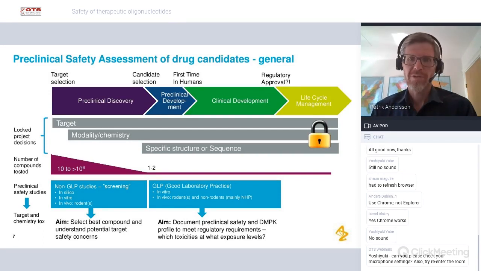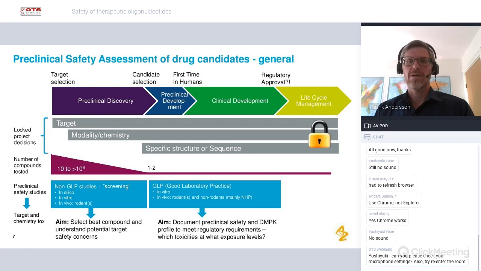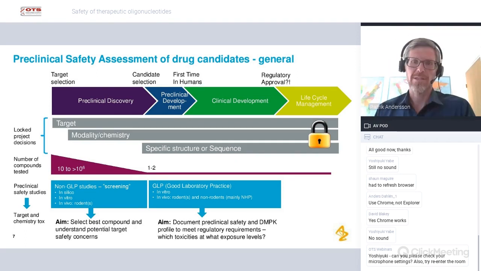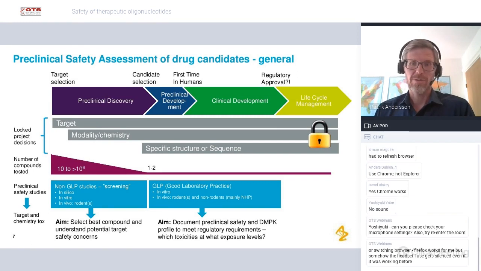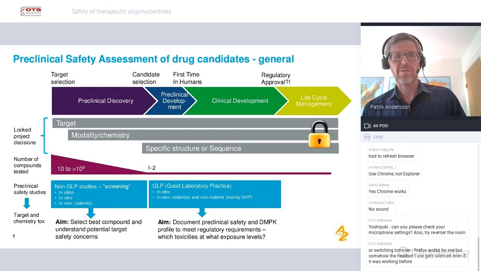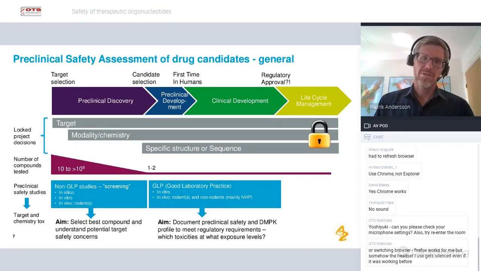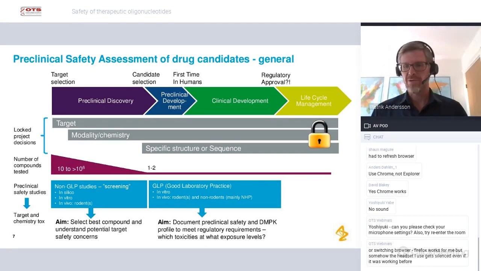And the aim of these studies, there are different types of studies, more general toxicity studies, repro studies, cancer studies, safety pharmacology studies, etc., is really to document in a good and robust way the preclinical safety and DMPK profile that you need in order to file your regulatory clinical trial application, and down the line for the regulatory approval. So it's really about identifying, from a safety perspective, which toxicities we can see with this molecule and at what exposure levels.